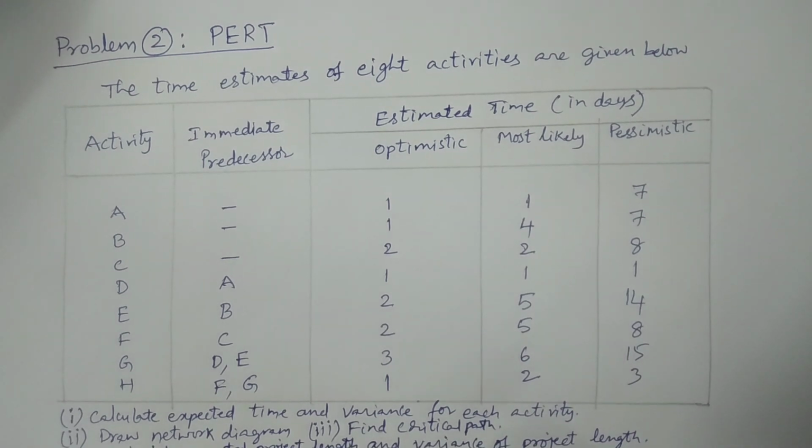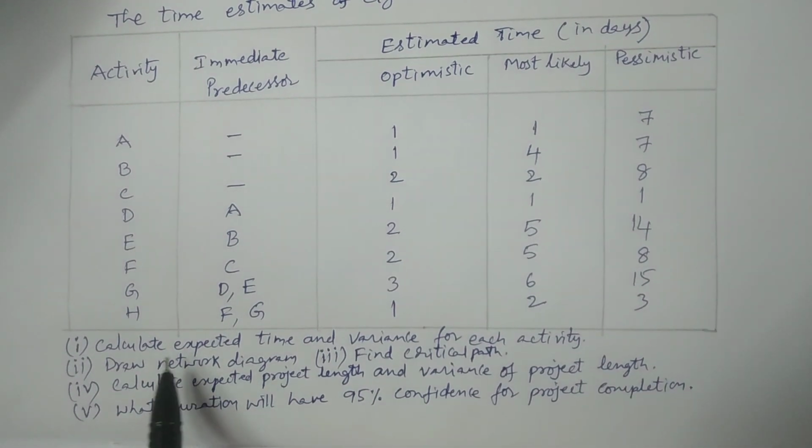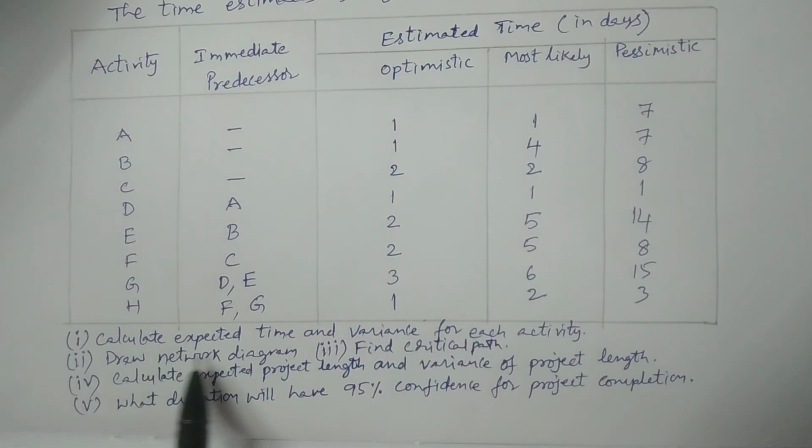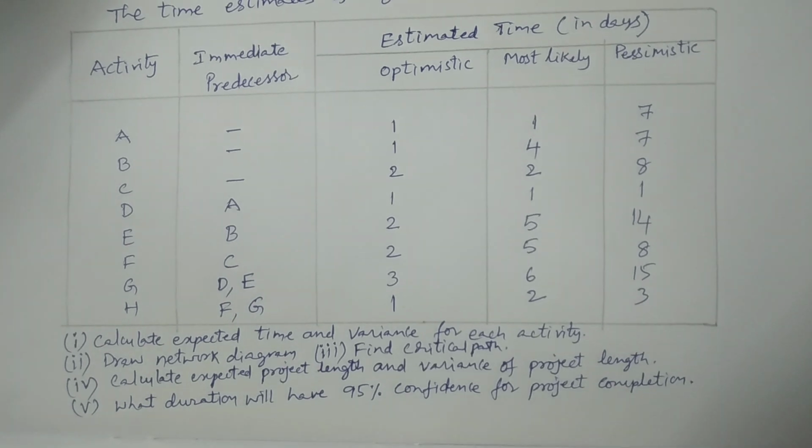And with this data we have to calculate, first question, the expected time and variance for each activity. Second one, network diagram. Third one, critical path. And fourth one, expected project length and variance of project length. And fifth one, what duration will have 95% confidence for project completion. So these are the questions you have to answer.